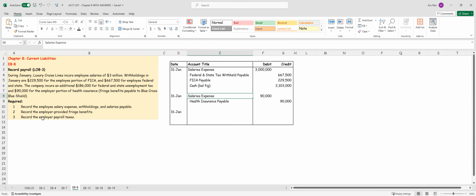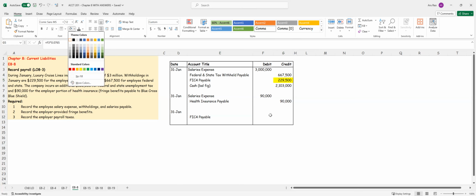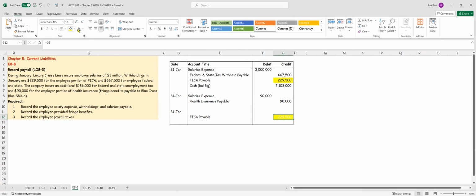Finally, let's look at the payroll tax. Payroll tax has 2 parts, the FICA and the unemployment. So let's start with the FICA payable. That number is the same as we had over here. So there is no difference in that amount. Both of us, employer and employee, pay the same number.